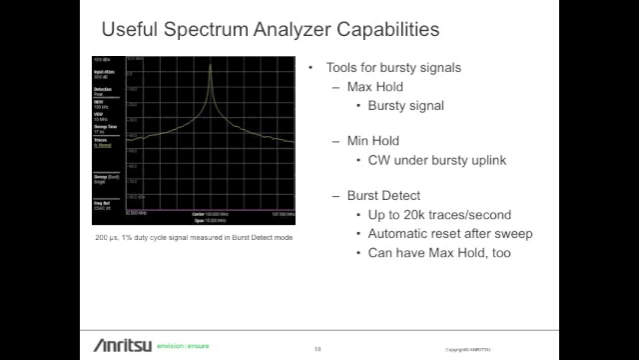And then there's burst detect that's available in some of our analyzers. That's a really cool version of max hold. It runs really fast, up to 20,000 traces per second. Does max hold on those, and after the end of a sweep, when the display updates, it resets and starts over. So if I'm moving a handheld antenna around, I can see the amplitude of the signal change while I'm capturing narrow bursts.